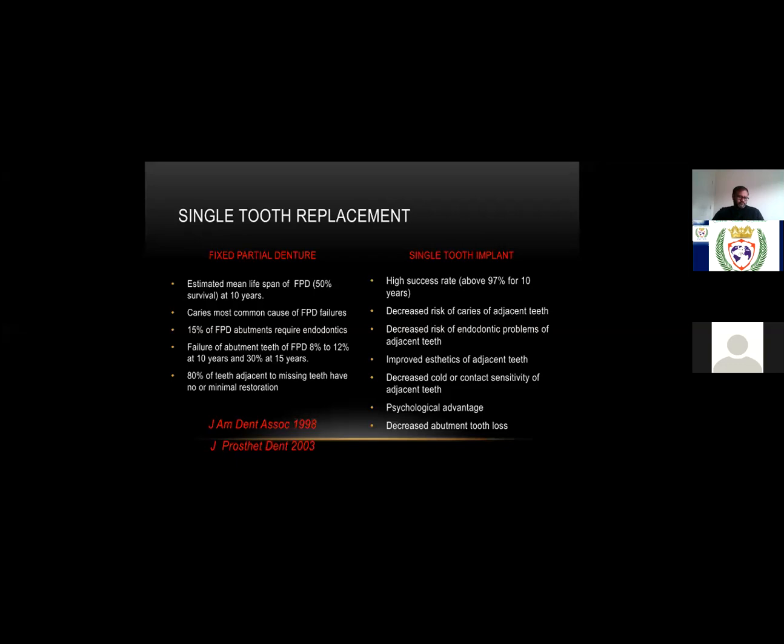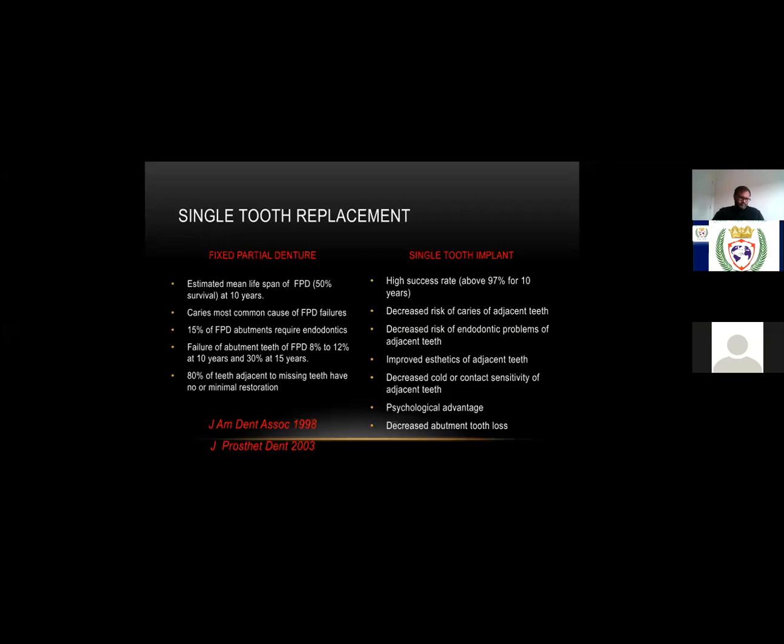Whereas there is no risk of caries when you compare the implants, except there is a chance of adjacent teeth getting decayed, but that also can be managed because it's visible. Then 50% of FPD abutments require endodontics. In this case, it's not that case. Failure of abutment teeth of fixed partial denture is around 8% to 12% at 10 years and increases to 30% at 15 years. So eventually your fixed partial dentures will fail if the abutment teeth fail because of caries or periodontal problems.